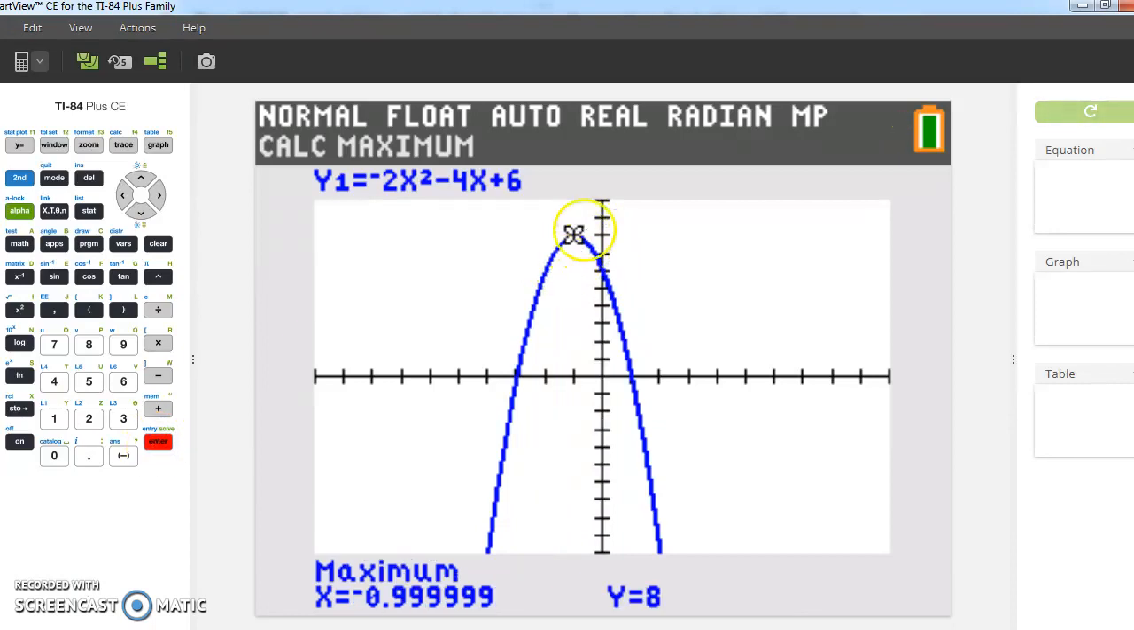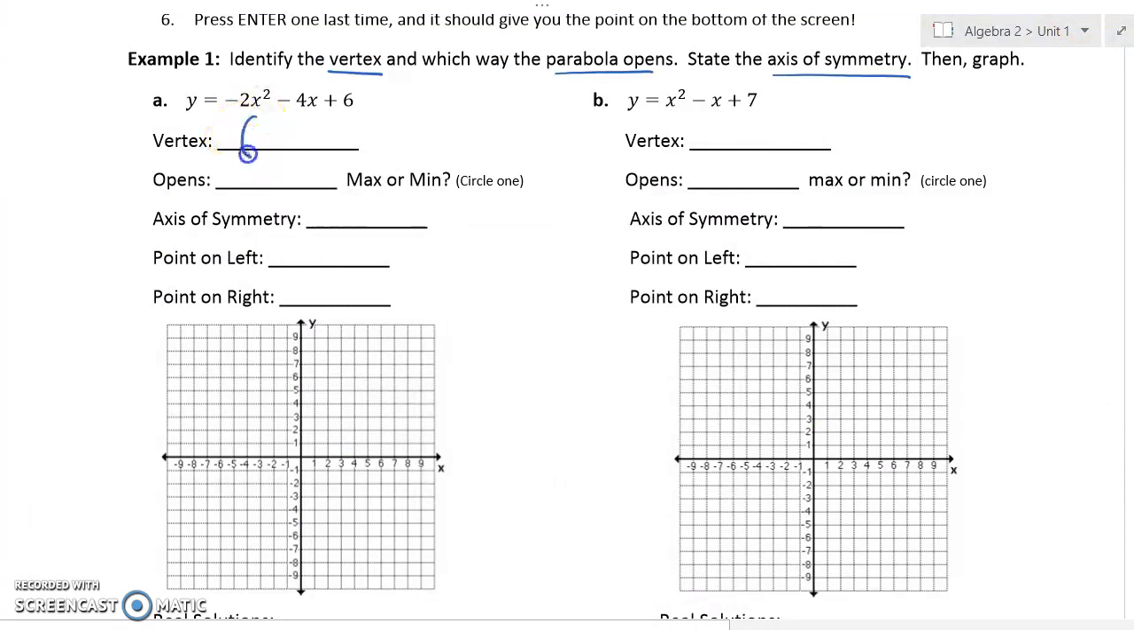And it's going to calculate our maximum at negative 0.9999. Now that means to me negative 1, comma 8. So our vertex is at negative 1, comma 8. So we're going to go ahead and put our vertex down as negative 1, comma 8.